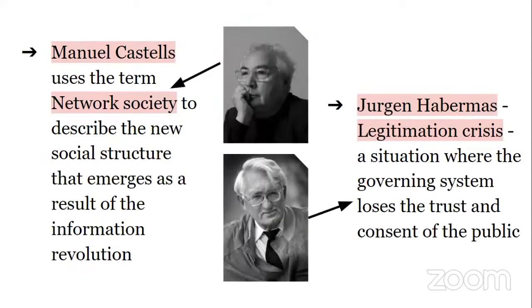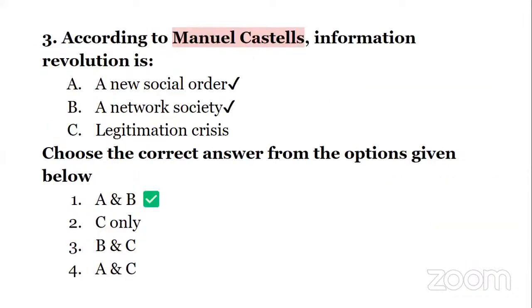But the third option, legitimation crisis, is related to Habermas. According to Habermas, legitimation crisis is a situation where the governing system loses the trust and consent of the public. So here we can go with option A and B, a new social order and a network society. It is related to the information revolution according to Manuel Castells.